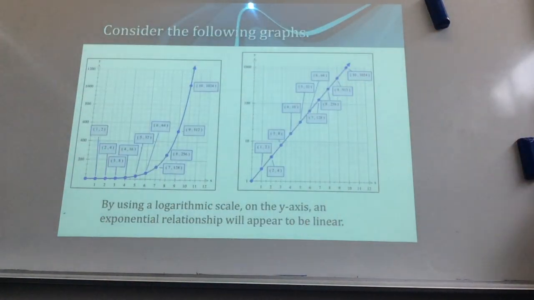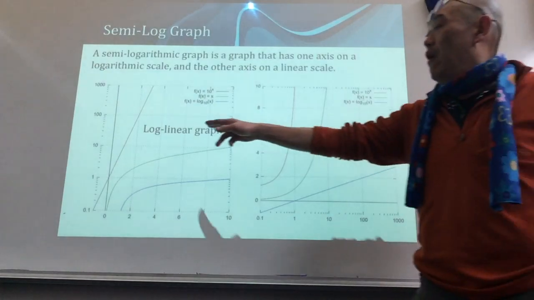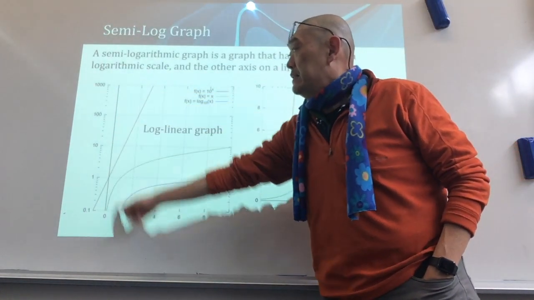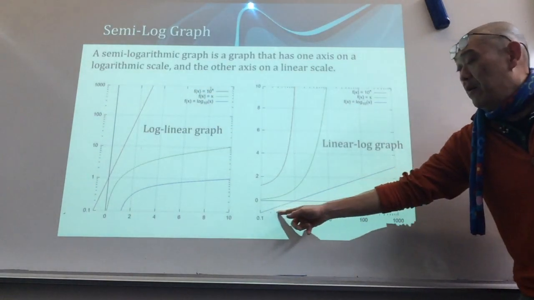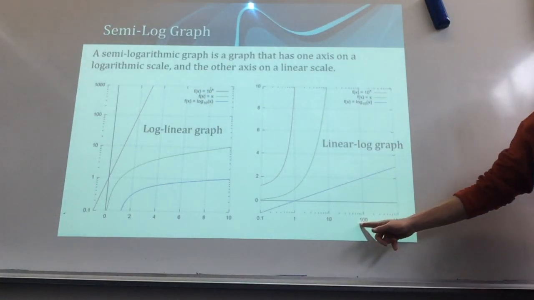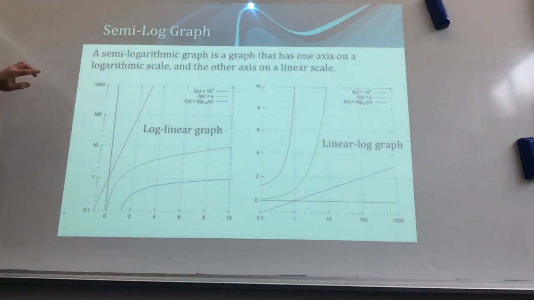All right, so now the semi-log graph. There are two types of semi-log graph. You've got log-linear, where the log is on the y-axis, or linear-log, where the log is on the x-axis. Now, can you notice the difference in the first one? Which one is a straight line?